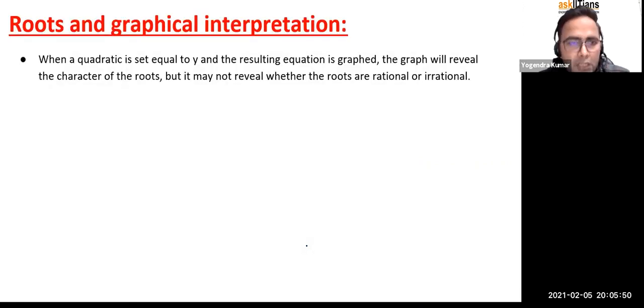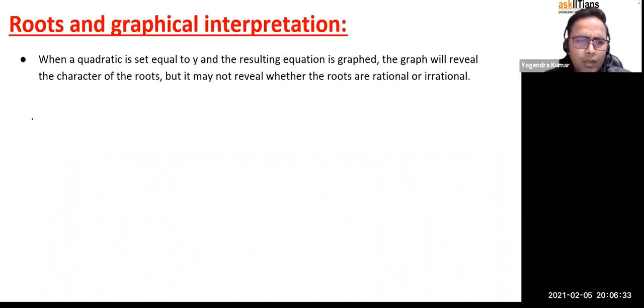Now this is really very important. What is the graphical representation? How do we understand the graphical representation of roots and graphical interpretation of polynomials, right? We can see the graphical interpretation for all other polynomials also, but let's understand it for linear, quadratic and cubic polynomials.